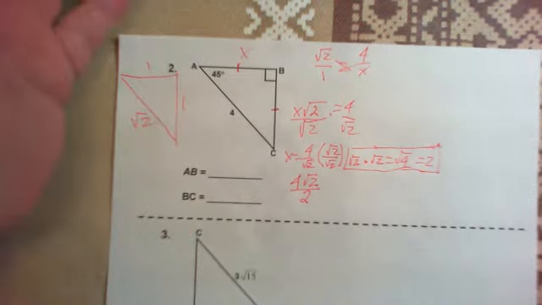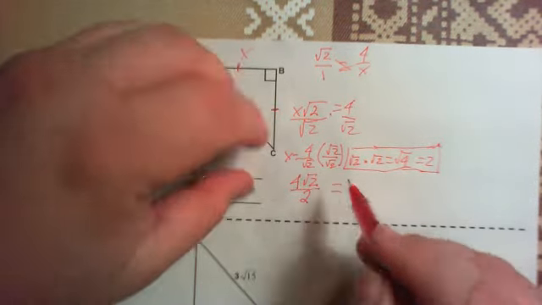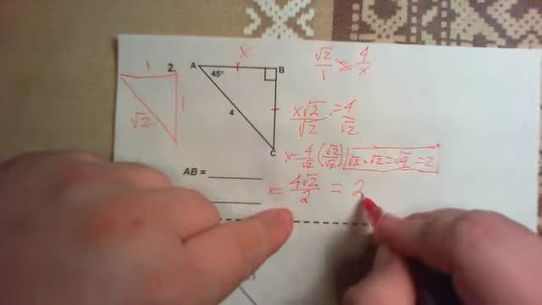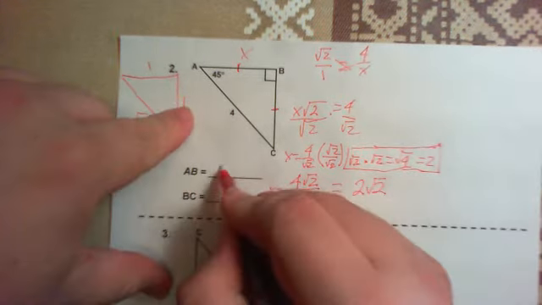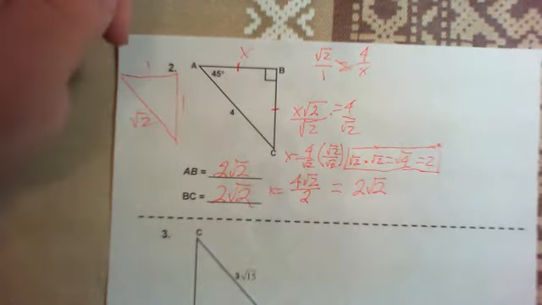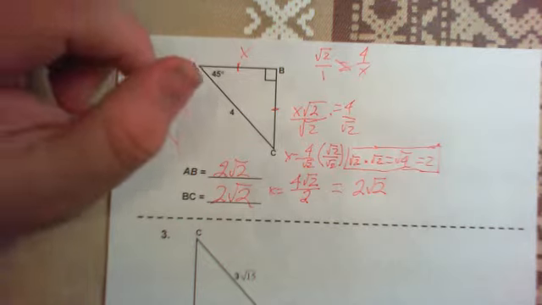So now, can I simplify this anymore? Of course I can. If I have 4 divided by 2, that's 2 times the square root of 2. 2 times the square root of 2. Because they're the same. It's that simple.